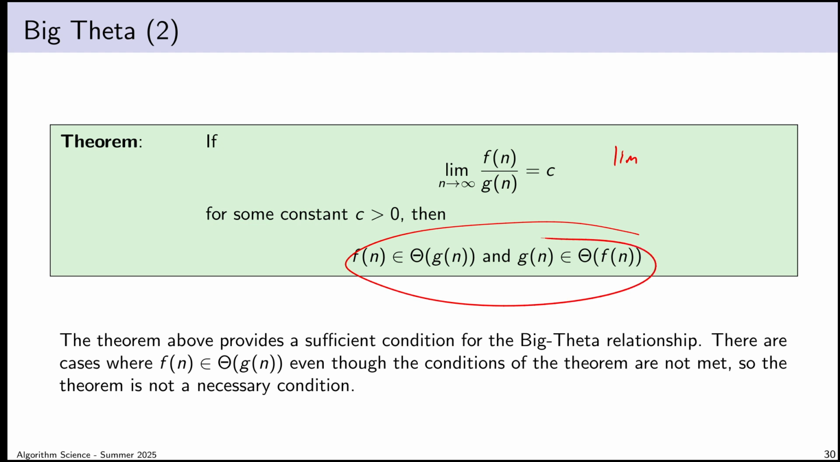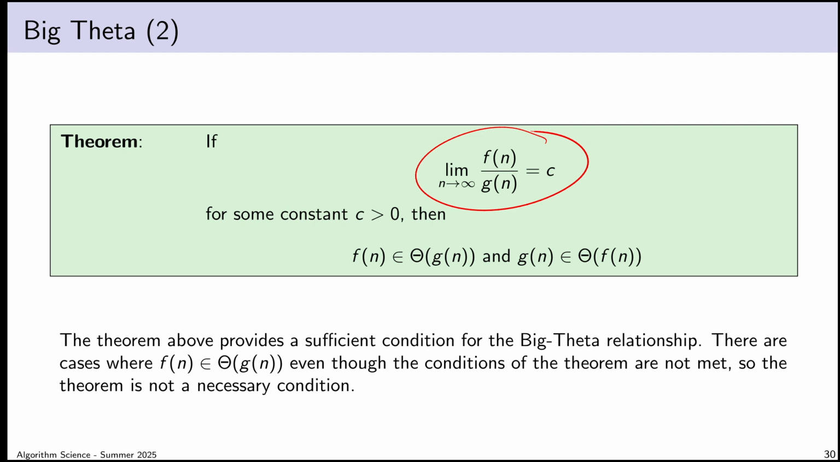This is a sufficient condition, which is to say that if the limit converges, then it is definitely true that f is big theta of g. However, it is not a necessary condition because there are cases where f is big theta of g where the limit doesn't converge.